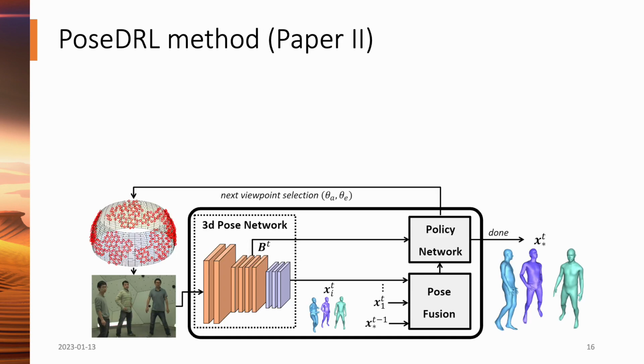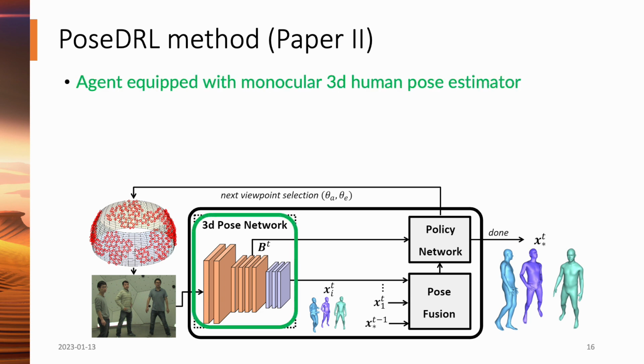The schematic figure of Pose-RL is shown on the slide. On the left, we see the Panoptic camera dome from which the current selected camera provides an RGB image. This image is then processed by a pre-trained and interchangeable 3D human pose estimator that our agent uses to reconstruct the poses of the subjects at each visited viewpoint. The predicted poses and feature map from the 3D human pose network are given as input to a policy network that is trained using REINFORCE.